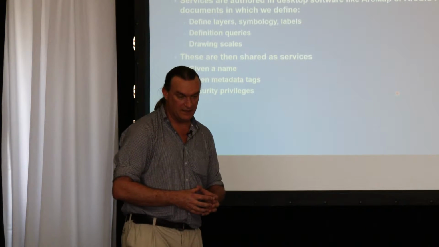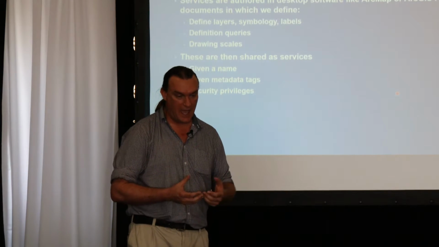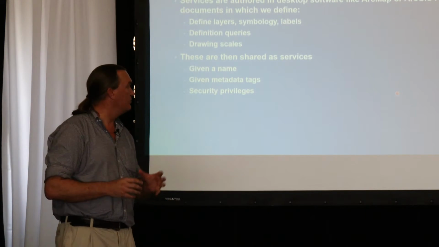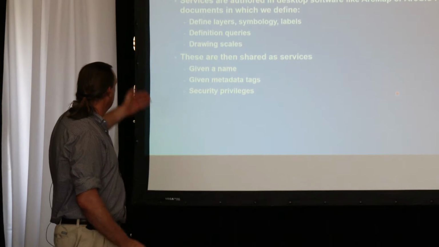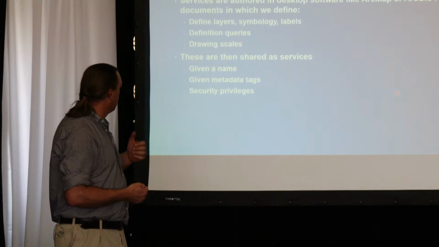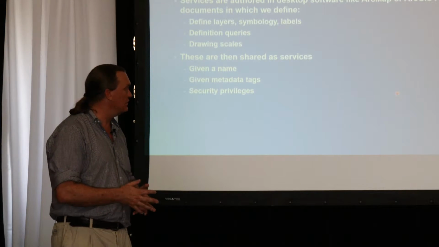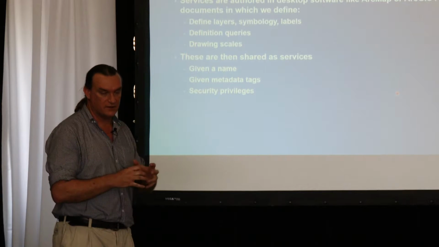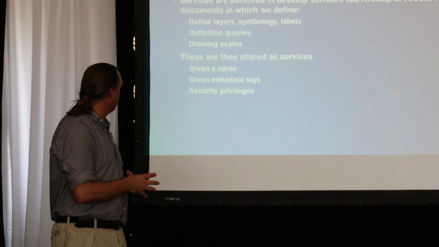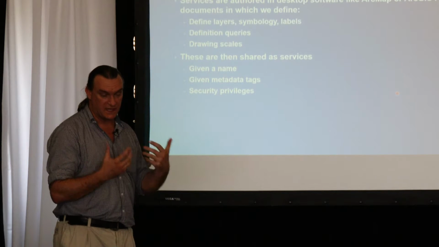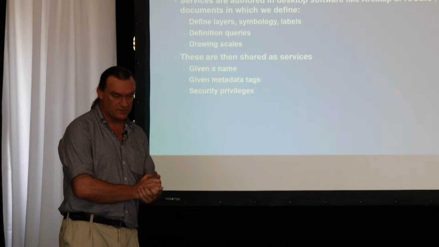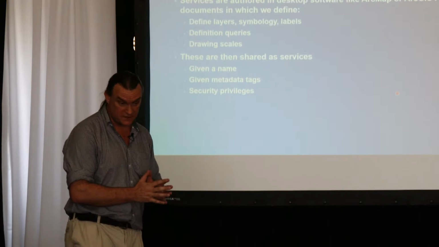So the idea behind this is to author, share, and use. So authoring means basically defining what you want on your map using desktop software. You can define layers, you can define the symbology, how it's drawn, how it's labeled. You can show at what scales the layers are drawn, switched on or switched off, and you can set definition queries to filter what you want displayed. They are shared as services, so you give this a name, you add metadata tags to make them discoverable, and you set security privileges so that only certain people or certain groups of people can do certain things with those services.